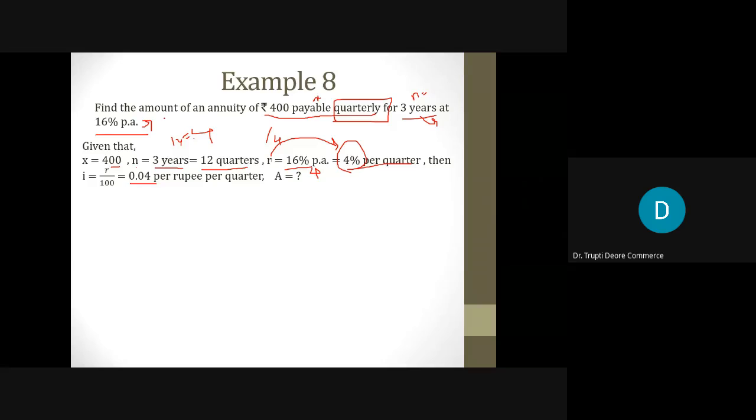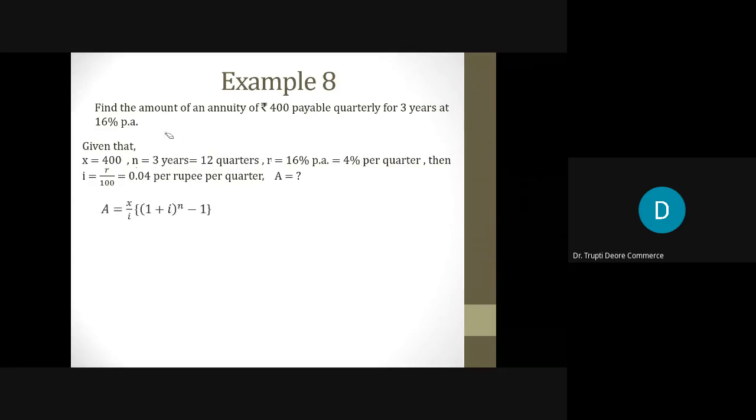And what we have to find out? Find the amount of annuity. So we have to find out A. So we use the formula for A. So check out. The formula for A: A is equal to X upon I into bracket 1 plus I raised to n minus 1. So insert the values. X is given 400. I is given 0.04. 1 plus 0.04 raised to 12 minus 1.